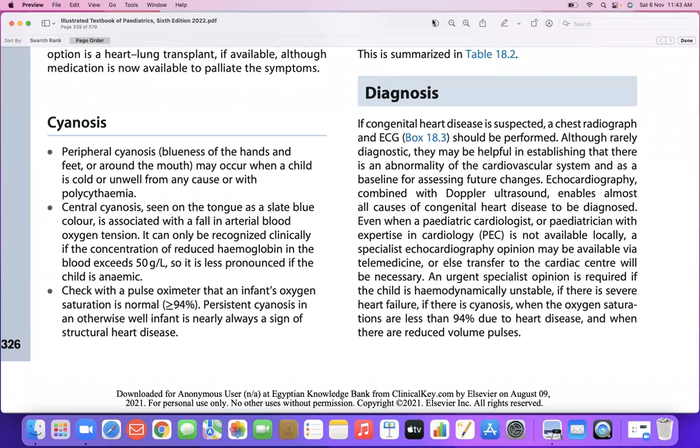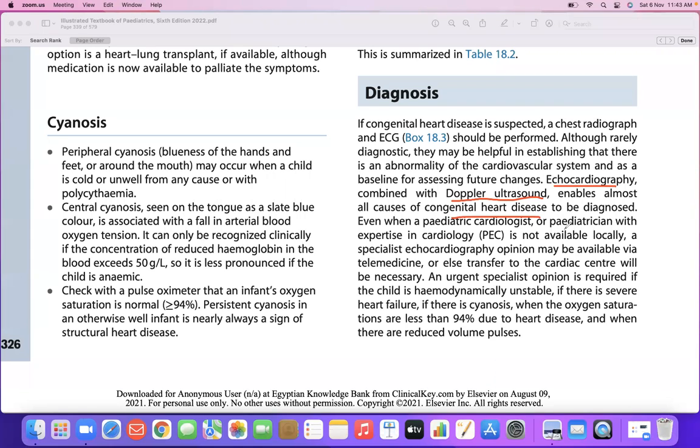Echocardiography, this is a very important point you have to tell here. In any case, echocardiography combined with Doppler ultrasound enables almost all cases of congenital heart disease to be diagnosed. So echocardiography along with Doppler ultrasound will help you in diagnosis.